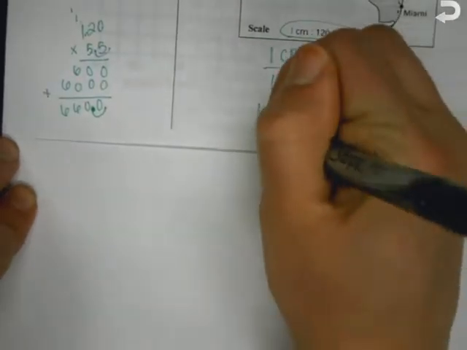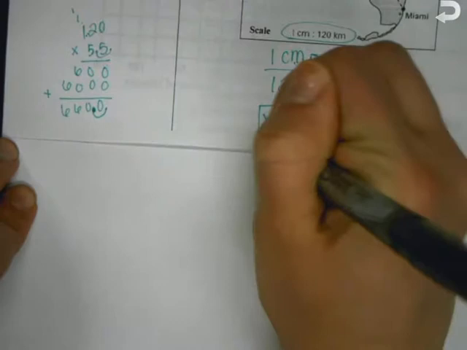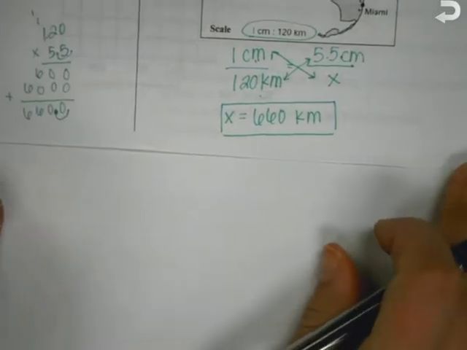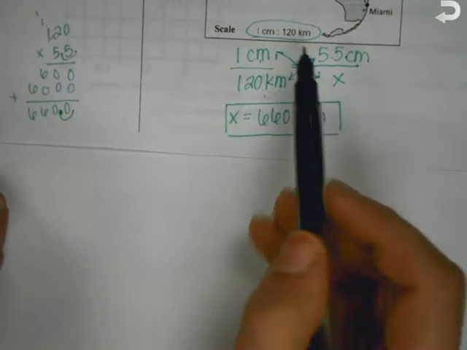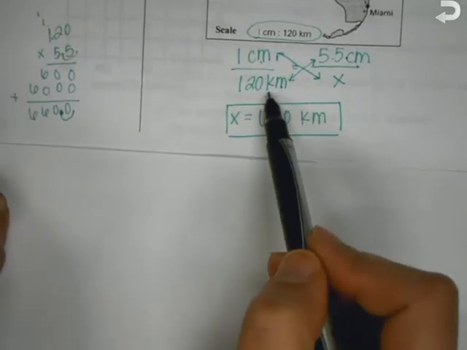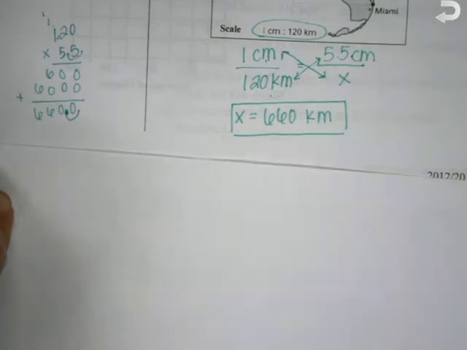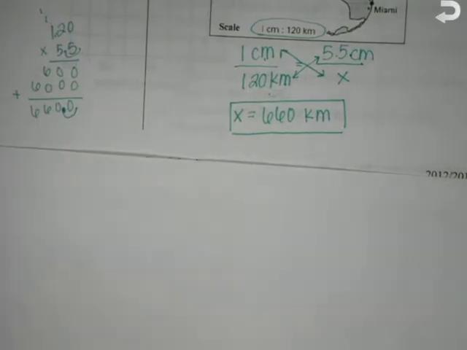Your proportion will always be set up this way. Okay? So the scale is on the left. On top is going to be the actual measurement in the scale. And then on bottom is going to be your variable, which is the actual distance. Okay?